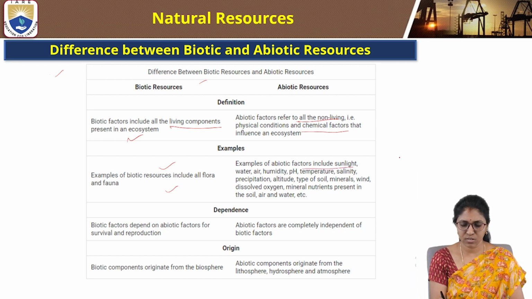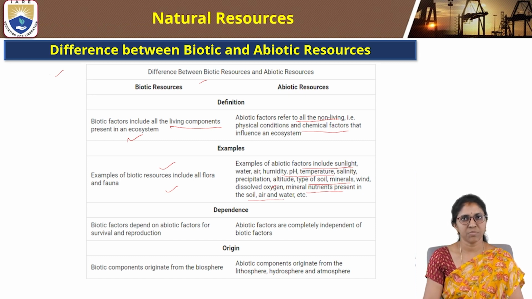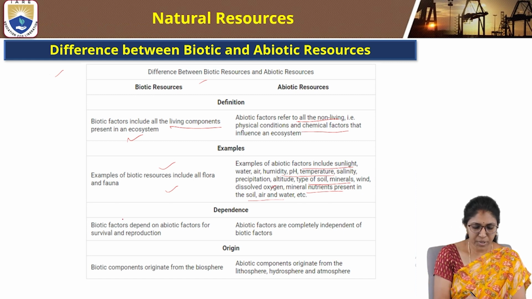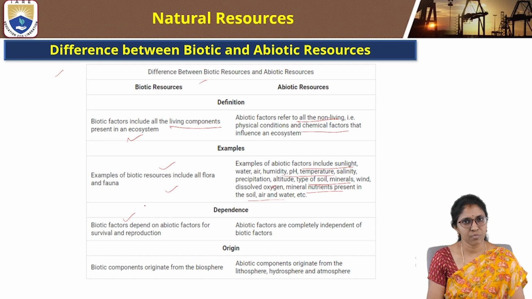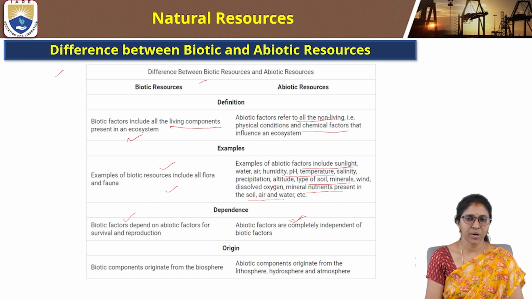Examples of abiotic factors include sunlight, water, air, humidity, pH, temperature, salinity, precipitation, altitude, type of soil, minerals, wind, dissolved oxygen, and mineral nutrients present in soil, air and water. These are all non-living components. These come under abiotic resources. Biotic factors depend on abiotic factors for survival and reproduction. Abiotic factors are completely independent of biotic factors.